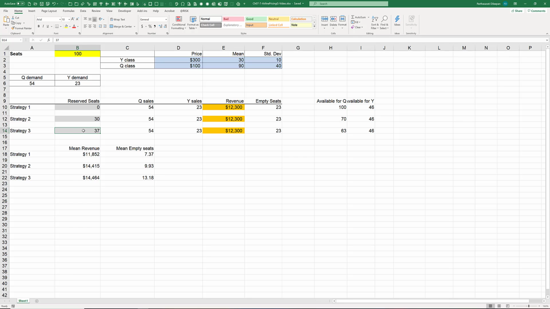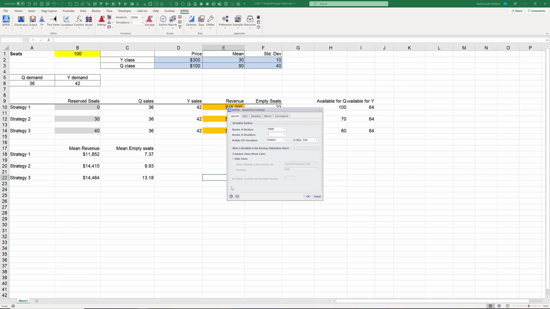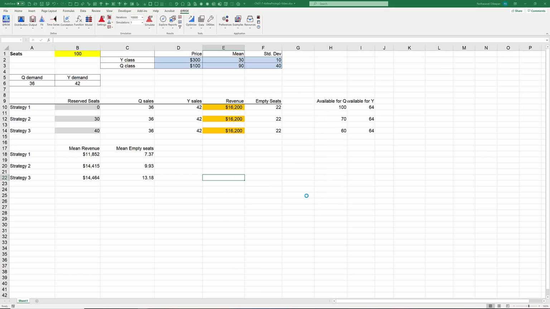So we'll change that to 40. Okay. And we'll just keep strategy 1, but we're going to only compare strategy 2 and 3. All right. So let's check the settings. Okay. So now we run the simulation.